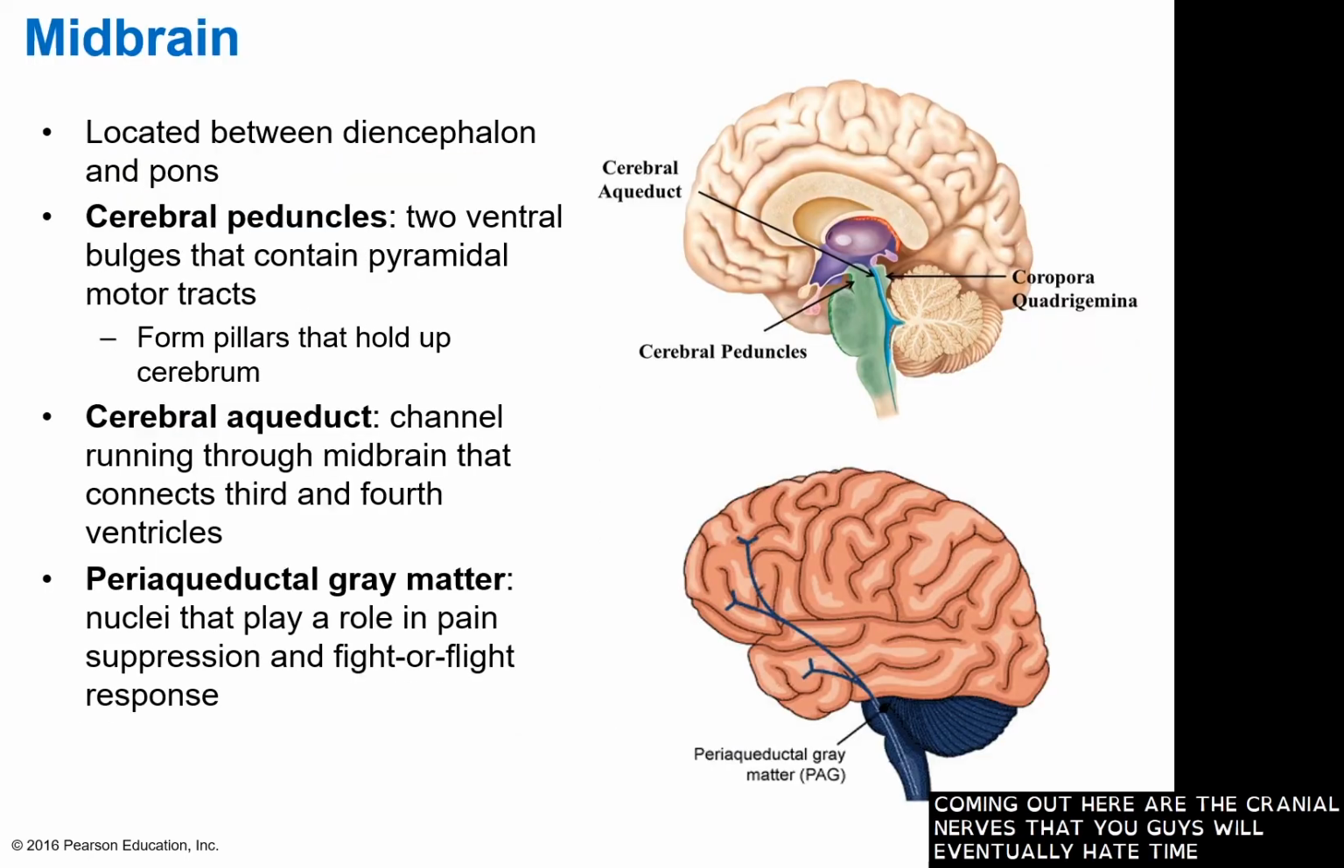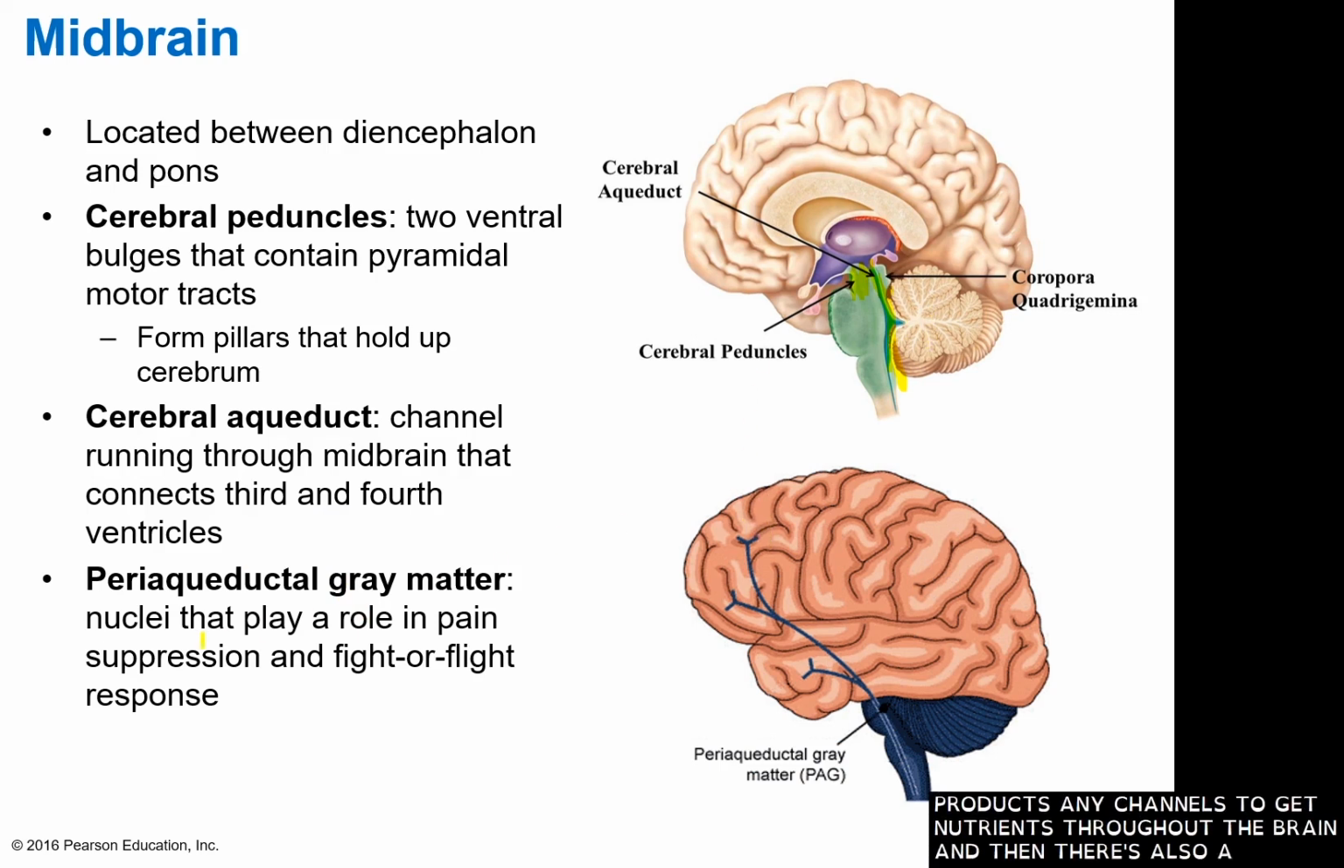I mean, love. So first here, the midbrain is held up by these cerebral peduncles, two ventral bulges that contain these pyramidal motor tracts, and they form pillars that hold up the cerebrum. So right here, these little peduncles right there that hold it up, superior to the pons. And then there's a cerebral aqueduct, this little channel that runs through it back here. So there's a channel running through the midbrain that connects the third and fourth ventricles. We'll eventually talk about the cerebrospinal fluid formation. So it needs to move through these aqueducts and the channels to get nutrients throughout the brain.